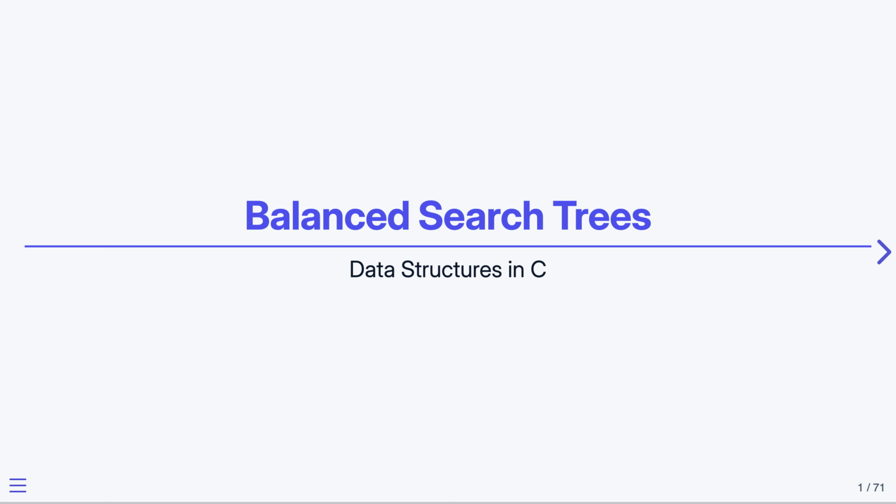Welcome to Chapter 11, Balanced Search Trees. A plain binary search tree works well on random data, but sorted data stretches it into a long line and search slows down. A self-balancing tree keeps its height small, so search, insert, and delete all stay big O of log n.